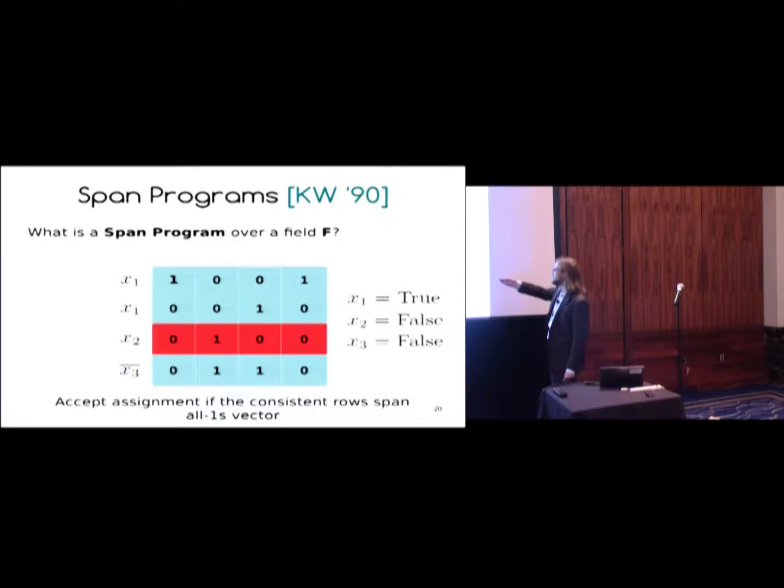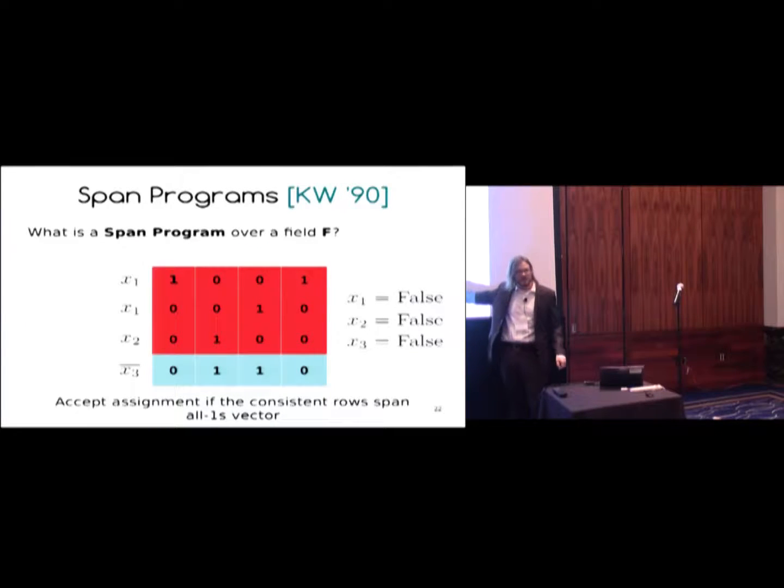If we had a different assignment, maybe now we can't use x2, but x3 is false. Now if you sum up the first row and the last row, you can see we still span the all one vector, so we would accept again. On the other hand, if everything's false, there's no possible way that we could span the all one vector if we just have this last row, so we reject. So it's really an elegant model.